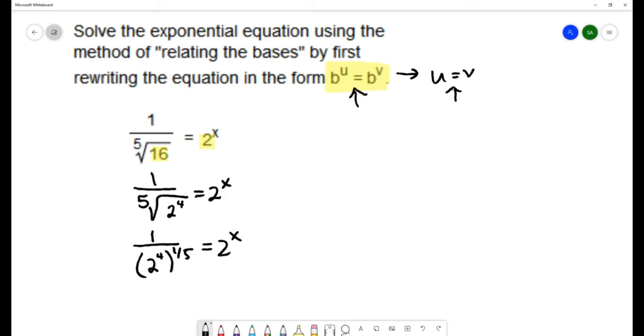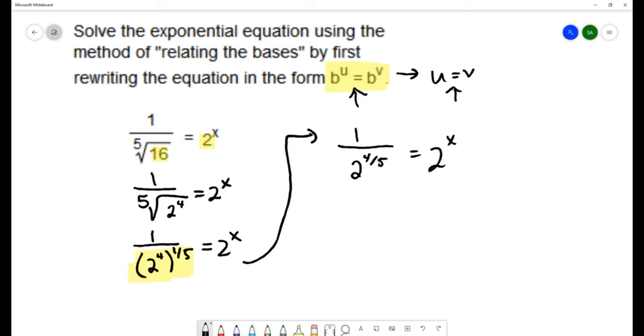Then there's a property of exponentials that allows me to simplify this right here. The property that we're using is called the power rule for exponents. When you have an expression like this, we can multiply those exponents together using that property. So that would give us 1 over 2 to the 4/5 equals 2 to the x.